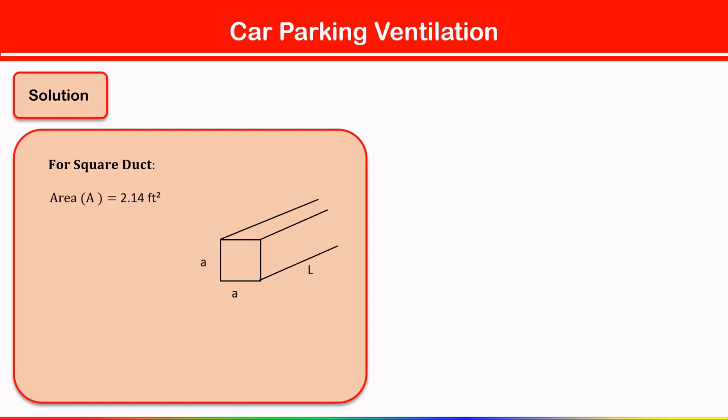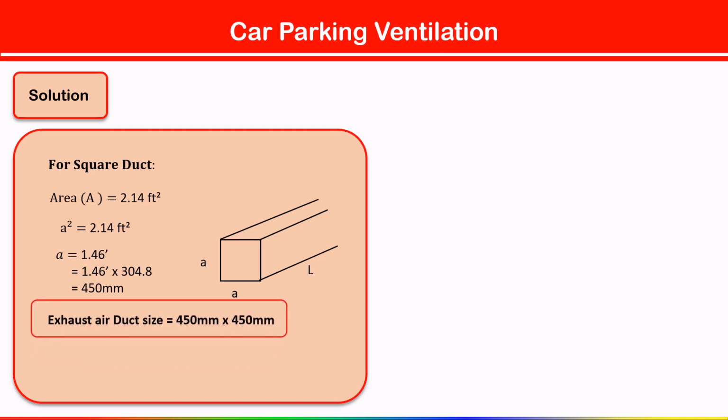So area, how much have we calculated? 2.14 square feet. Area of square is what? A square. If side is small a, then area of square duct is a square. So finally you will get the small a value 450 mm. It means the exhaust air duct size is how much? We have calculated for square duct 450 mm by 450 mm. So in this way we have to find out the exhaust air duct size. Based on which shape you have selected, you will get the exhaust air duct size.